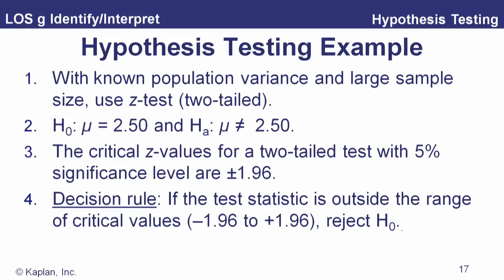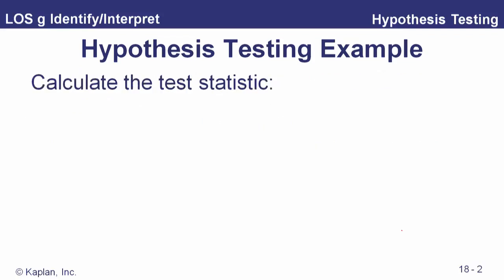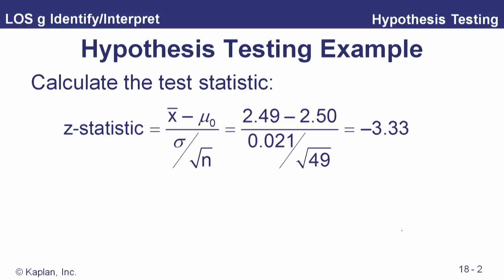So our critical values are 1.96, 1.96 standard errors either side of the mean. That's our 95% confidence interval. We're going to reject at the 5% significance level if we're in either the lower tail or the upper tail, outside that 95% confidence interval. So that's our decision rule. If the test statistic is outside this range of critical values, we're going to reject the null that the mean is actually 2.5.